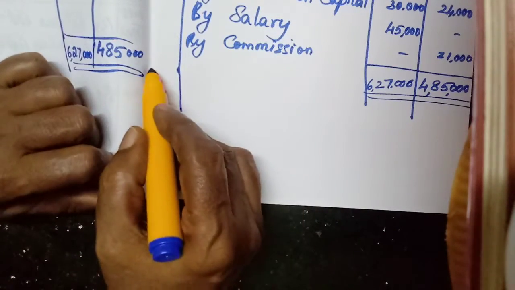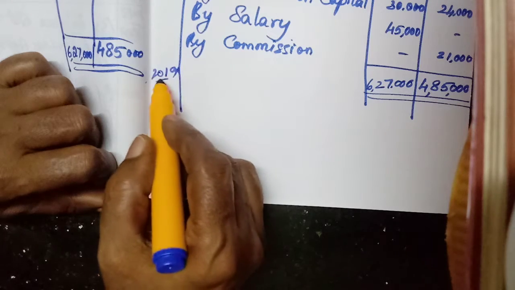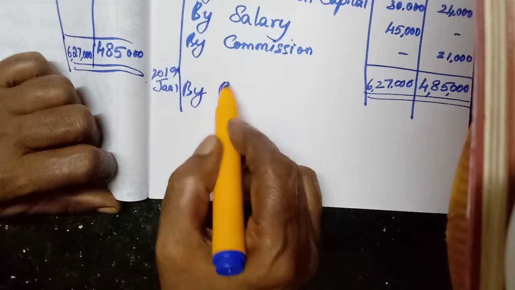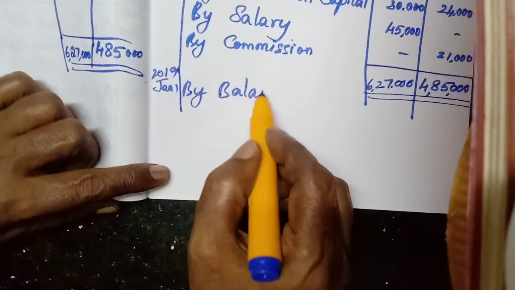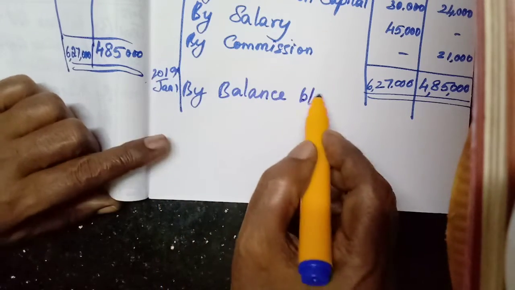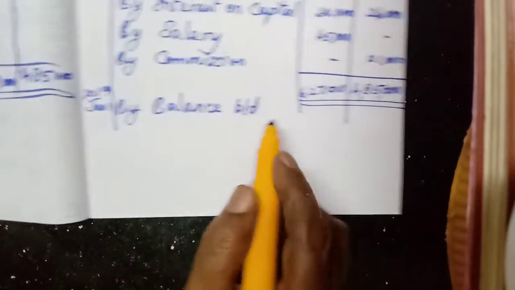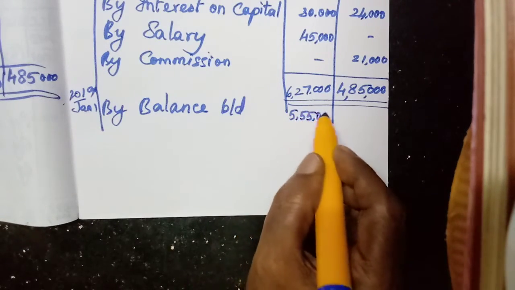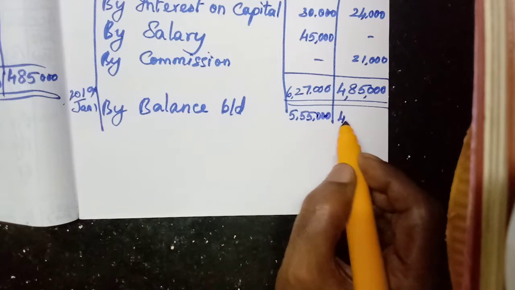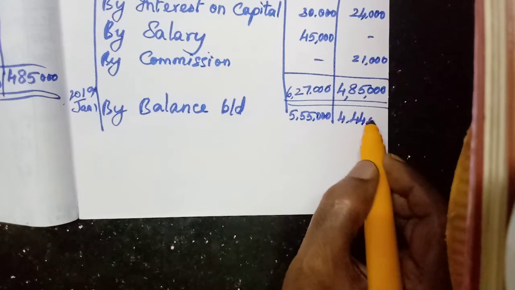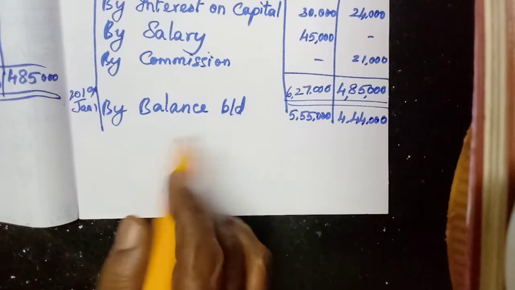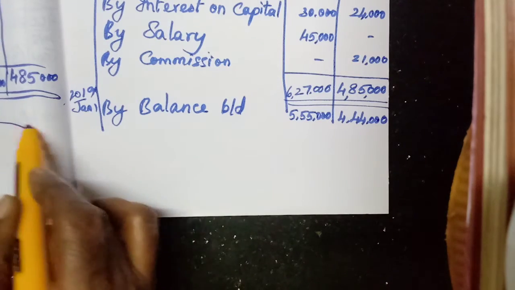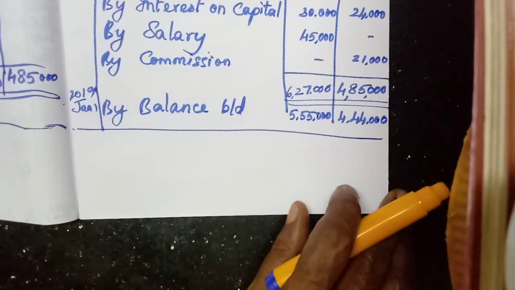Okay, next year 2019 January 1, by balance brought down 5 lakh 55,000, 4 lakh 44,000. Okay, so one problem is over.